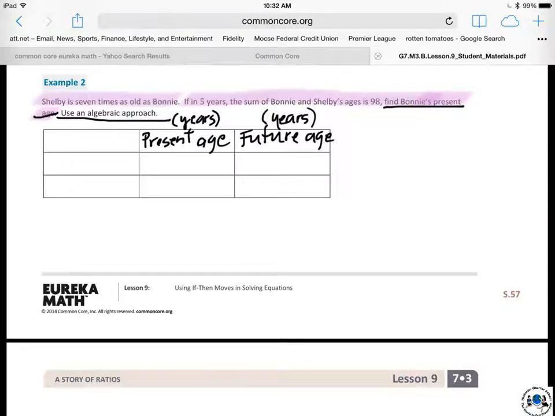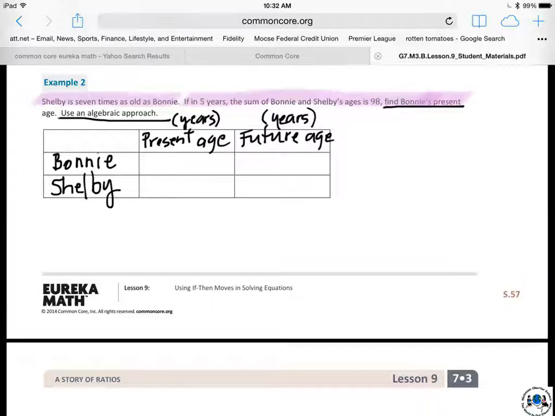And if you want to use this chart here, that's what I was talking about before, I'll set it up for you. And you could put here, this would be Bonnie, and this would be Shelby. All right, so actually, why don't we fill this out together, and then I'll set you loose to solve for Bonnie's present age, because this is really important doing this type of thing.